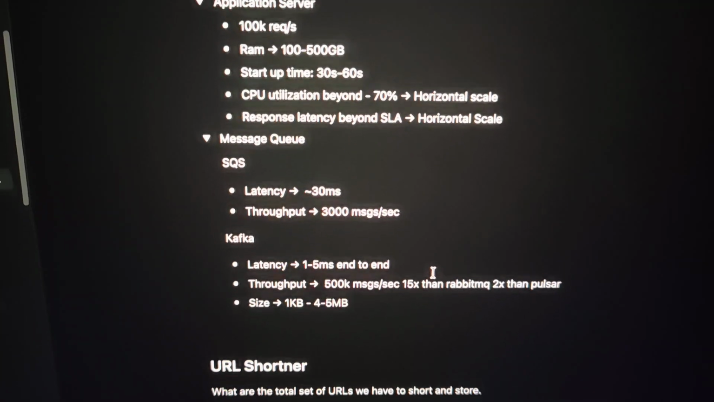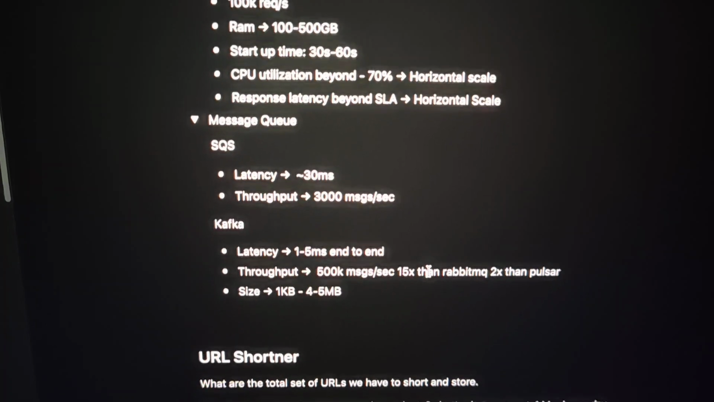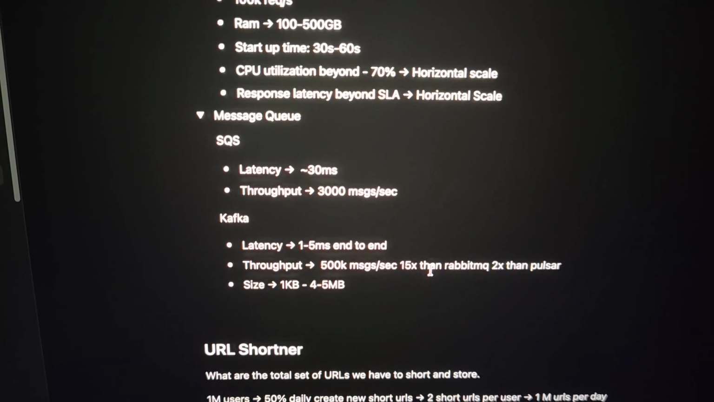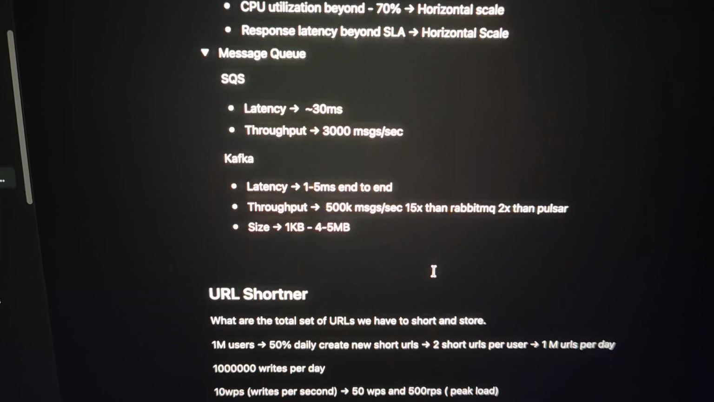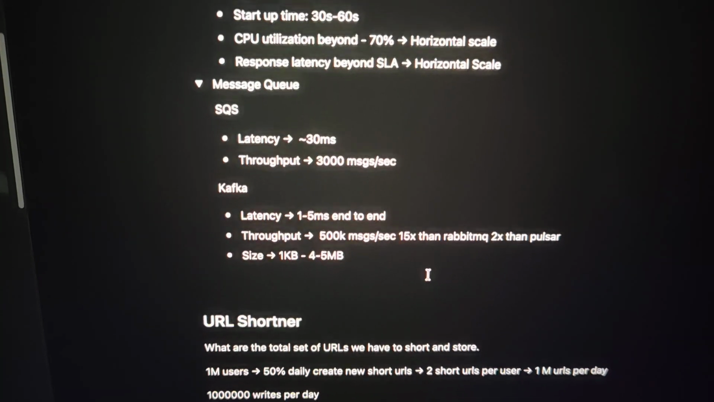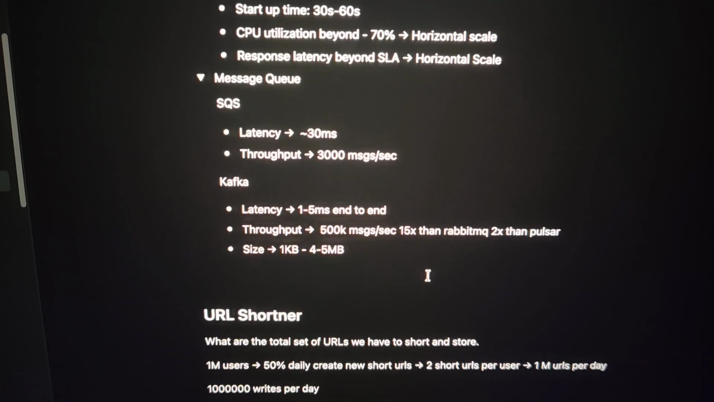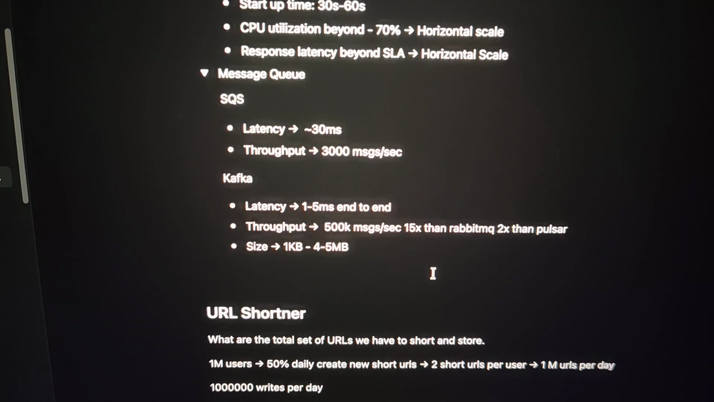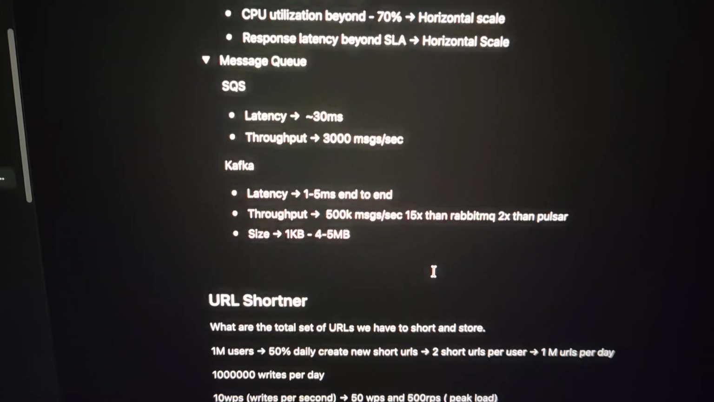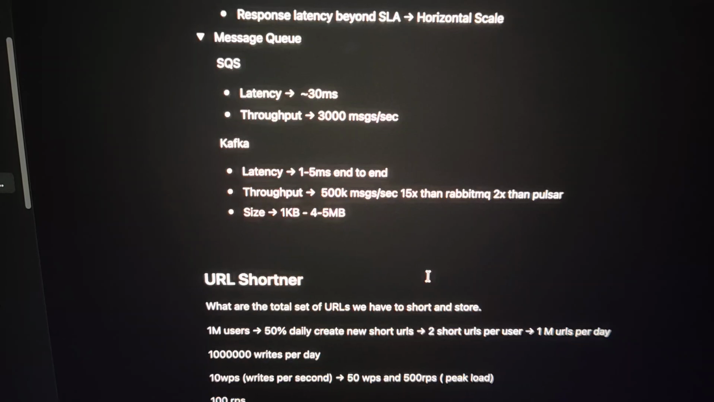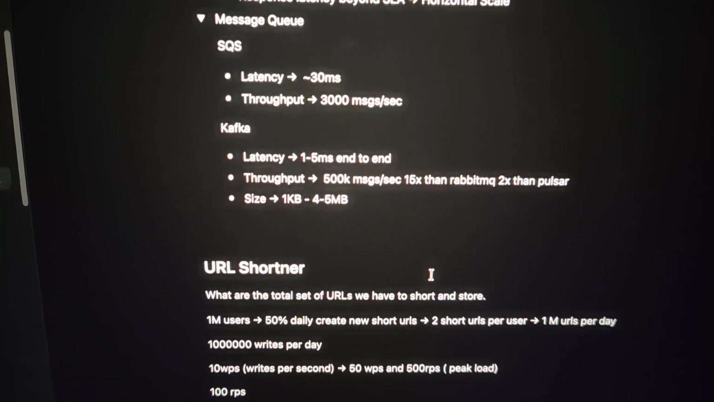For application servers, an average server can handle 100k requests per second and can have a RAM of 500 GB, and startup time can be 30 to 60 seconds. You should keep this in mind because there will be a time when you'll have to scale, and at that time you should know how long the boot up time will be. Once CPU utilization is beyond 70%, you can consider scaling. And response latency beyond SLA is also a reason to consider scaling.